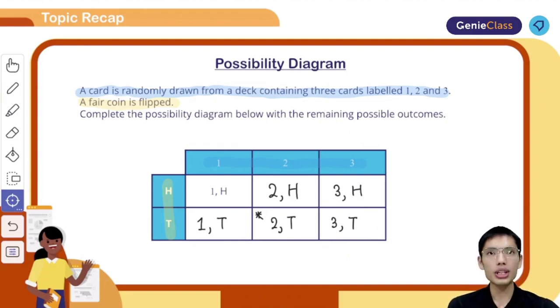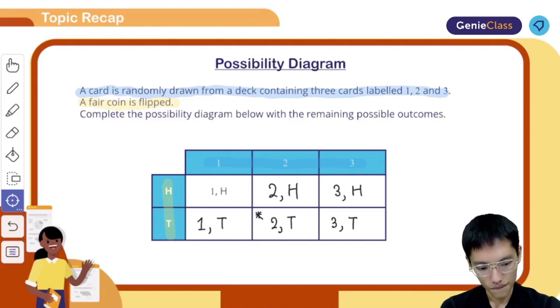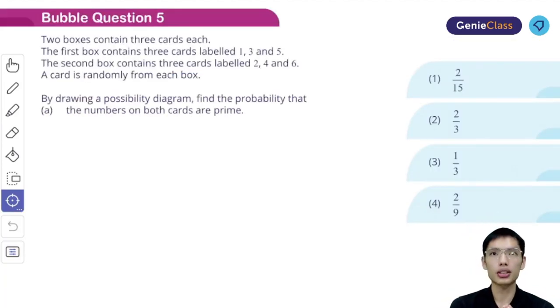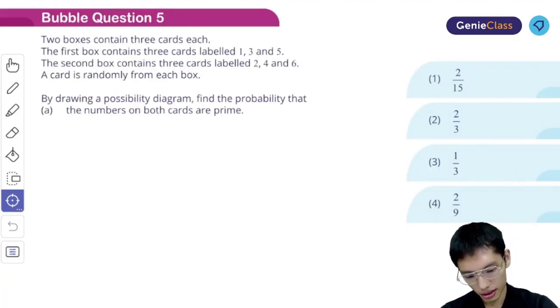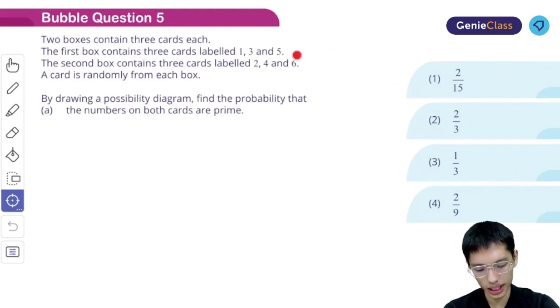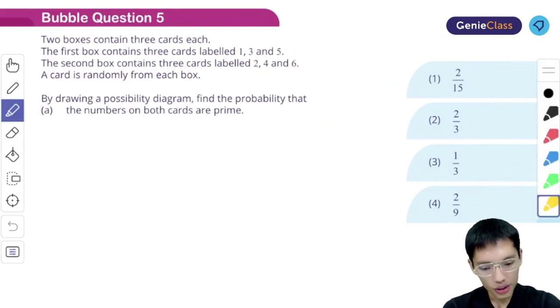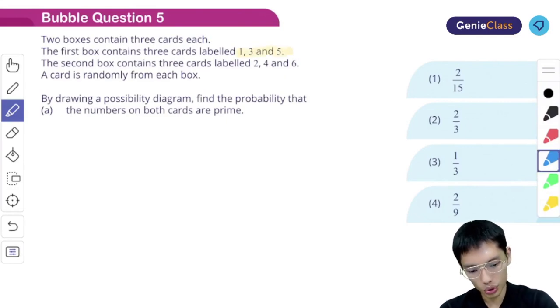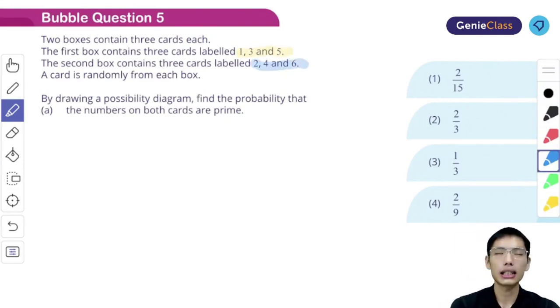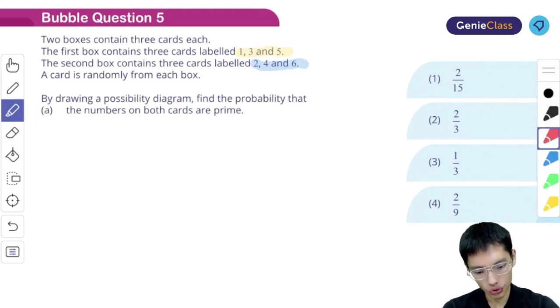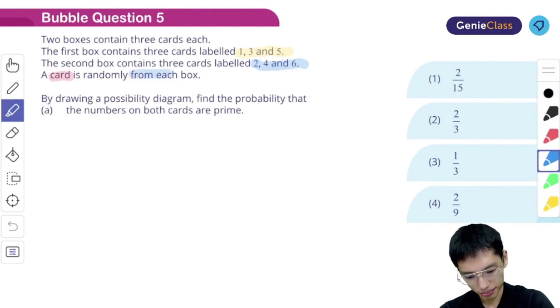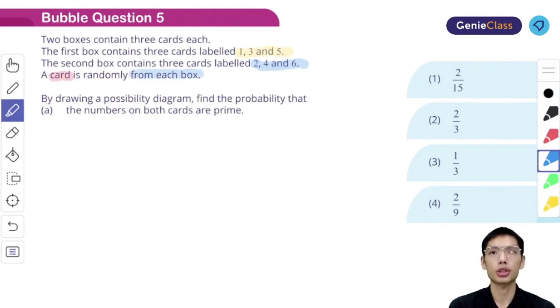Now with this particular recap, let's bring it up a notch. Looking at this, I have 2 boxes now. First box contains 1, 3, 5. Second box contains 2, 4, 6. Again, you will need to draw a possibility diagram. My recommendation is to actually see the event, and we want to draw a card from each box. A card from each box. But take a close look. If I draw the possibility diagram, do I need to multiply anything?